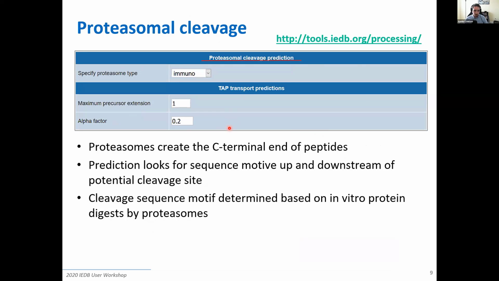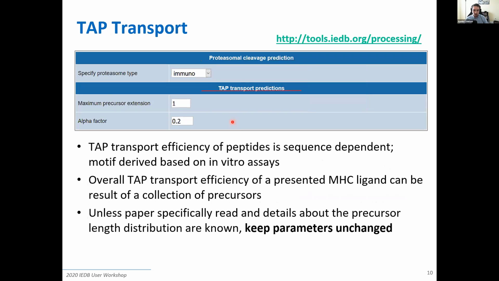So for the proteasomal cleavage prediction, you can choose your proteasome type. So you have the immuno and the constitutive, where there's some differences in their specificity. And then you also have your parameters for TAP transport. So you have two parameters here, and they deal with estimating the length distribution of the precursors available for TAP transport. And unless you really know the background and know what these do, we recommend that you leave them as default for best performance.